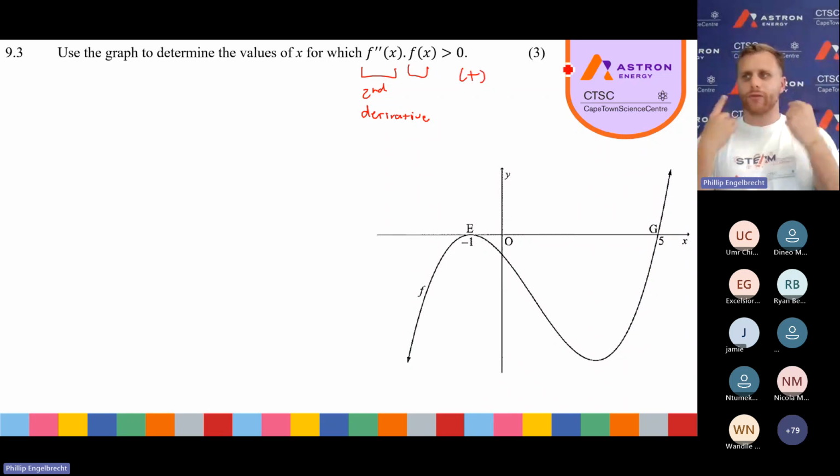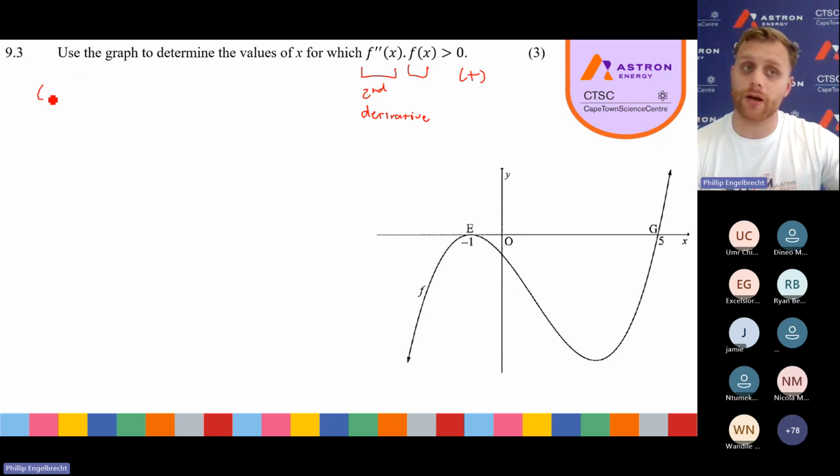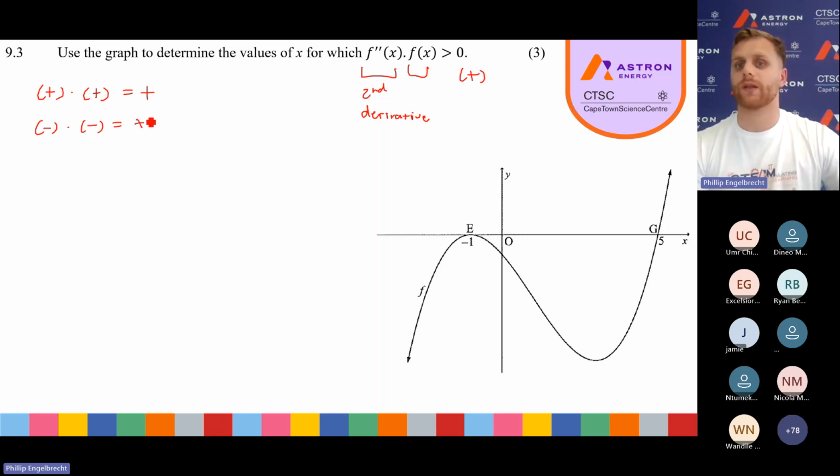All right. Now think about it. What multiplied by what gives me a positive, guys? Remember, a positive multiplied by a positive is positive. But also a negative multiplied by a negative is a positive. So what does that mean? That means that we need to look for points on the graph where both the second derivative and our function are positive, and we need to look for points on the graph where both the second derivative and the function are negative. Okay, that's what it's referring to.